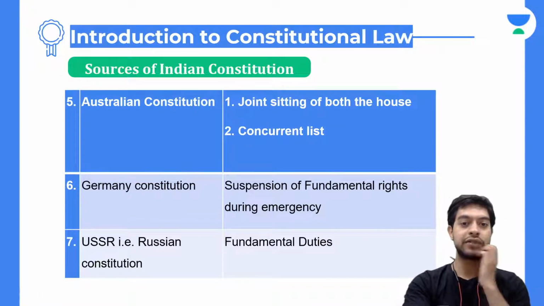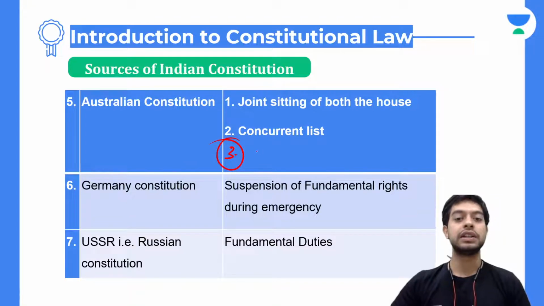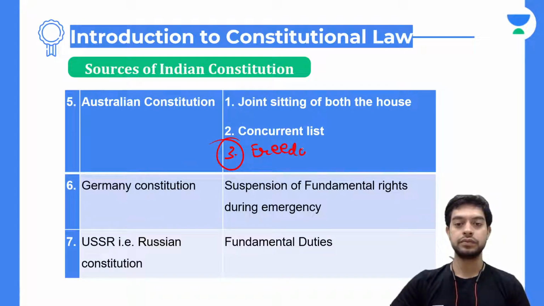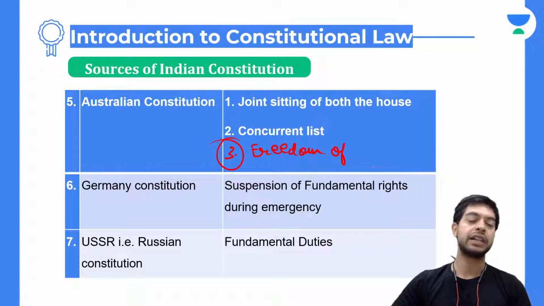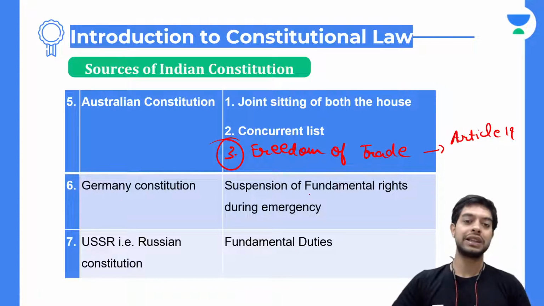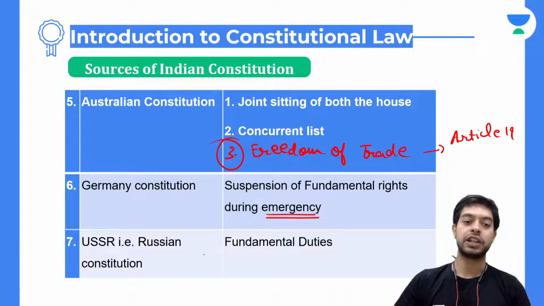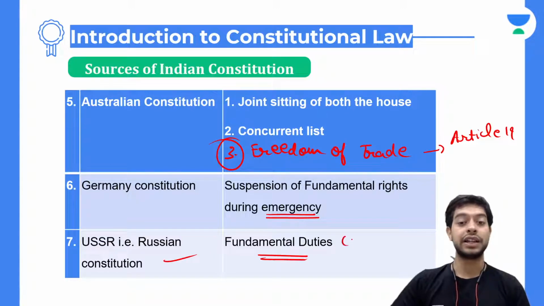ऑस्ट्रेलियन कॉन्स्टिट्यूशन से we have taken joint sitting of both the houses of Parliament and concurrent list. And one more thing we have taken from the Australian Constitution, it is freedom of trade, which is one of the fundamental rights in the cluster of six freedom rights in Article 19(1)(g). जर्मनी के कॉन्स्टिट्यूशन से we have taken the suspension of fundamental rights during emergency. In emergency, the procedure through which the fundamental rights are suspended is taken from Germany. And from Russia, we have taken fundamental duties that were added later on.